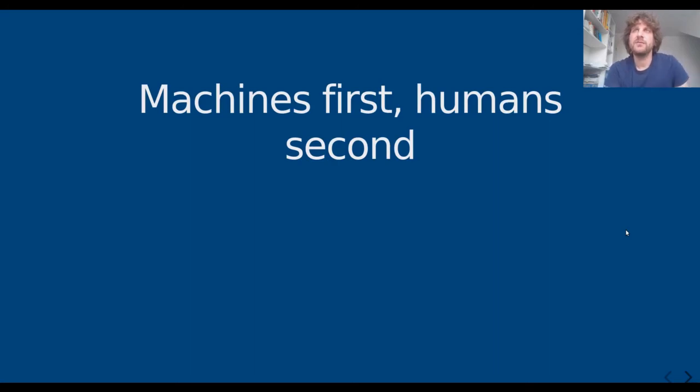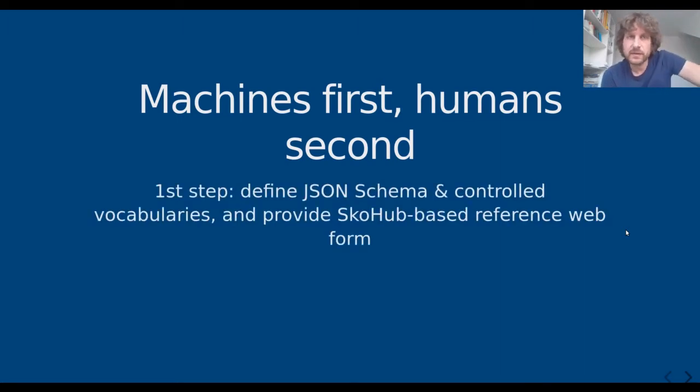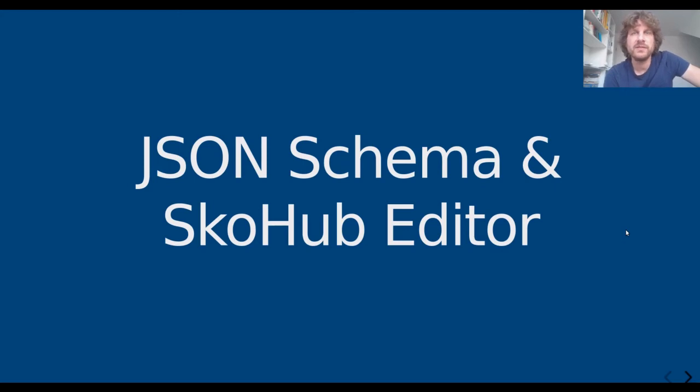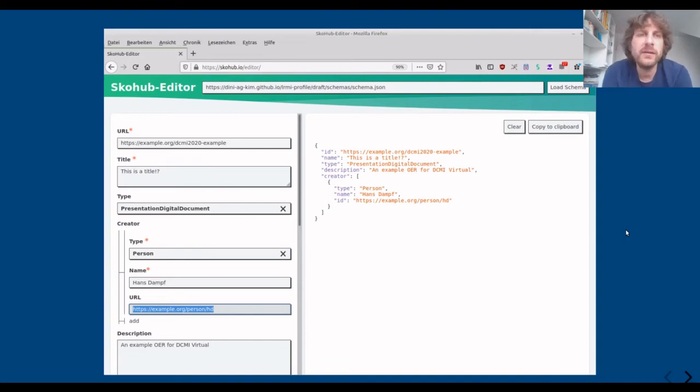So, as we focus on the JSON schema first, we will not have a human readable documentation of the metadata profile until the end of the process. However, the profile is exemplified and can be tried out in the Skohub editor, as I already said. So let's take a look at how this actually works. Let's take a look at the JSON schema and the Skohub editor.